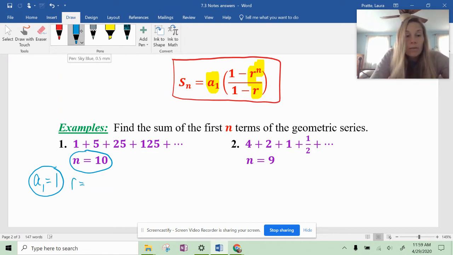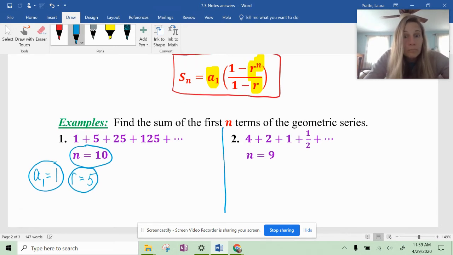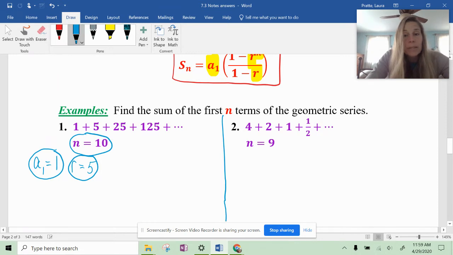Now, 1, 5, 25, 125 is a pretty easy pattern to figure out. You can tell each number is multiplied by 5 to get the next number in the sequence, or series in this case. So r is 5. Now, when you go to plug this stuff in, this is where people make mistakes, simply by how they're working it out on their calculator.